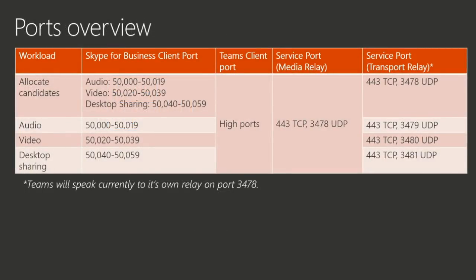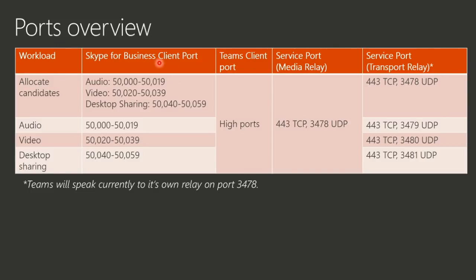So, bringing all of that together in a single table, the ports that we're using. Here on the very left, we can see the workloads that we are talking about. So are we talking just about allocating candidates, audio, video, or desktop sharing? Then we can see here the Skype for Business client port, the Teams client port. What happens if you have a media relay? What's the service port there? Or what's the service port if you have a transport relay?